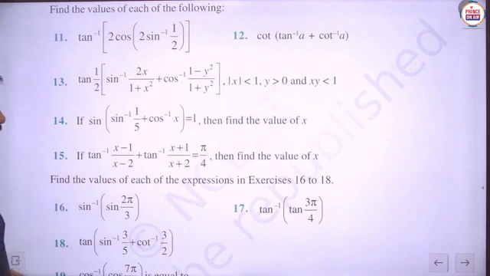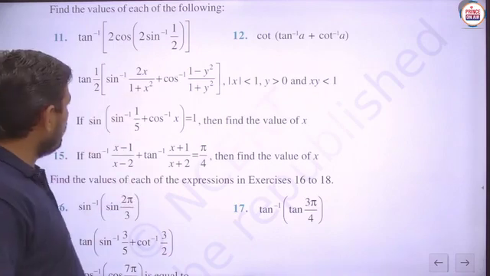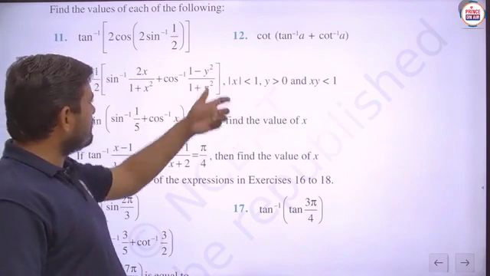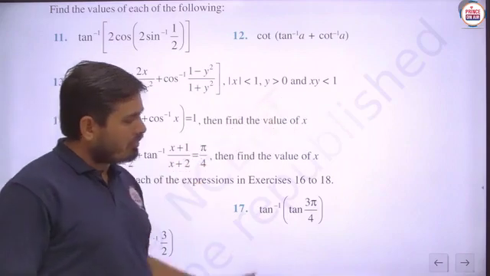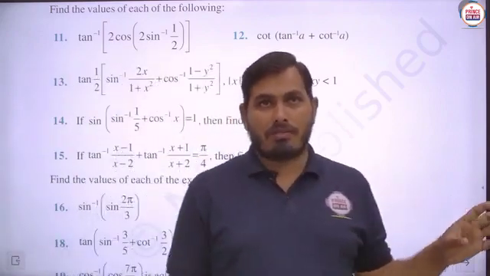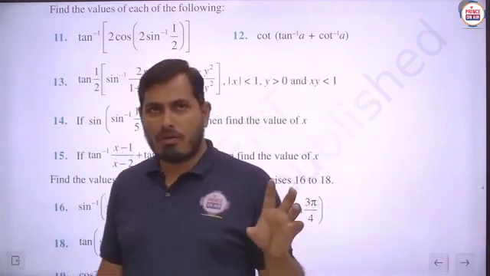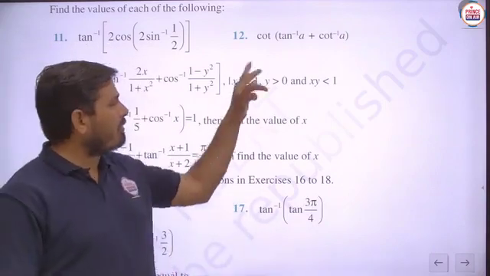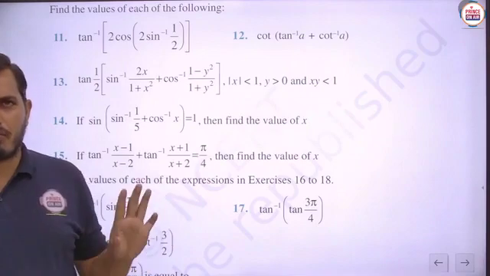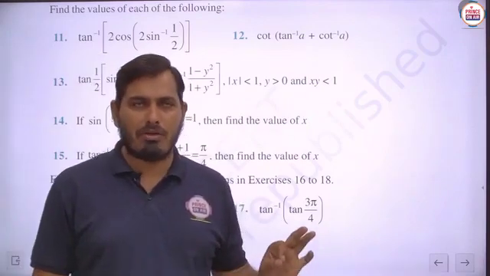Here the question number 13 is given as tan of 1 by 2 sin inverse of 2x upon 1 plus x square plus cos inverse of 1 minus y square upon 1 plus y square. And here some conditions are given. Always the conditions satisfy the principal domain of the given trigonometric and inverse trigonometric functions. So if we keep these conditions in mind, then there should be no problem getting the answer of NCERT. Is it to be clear?